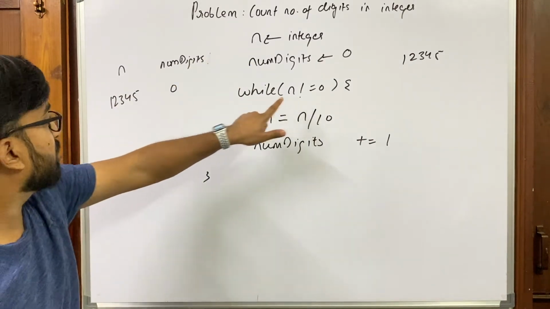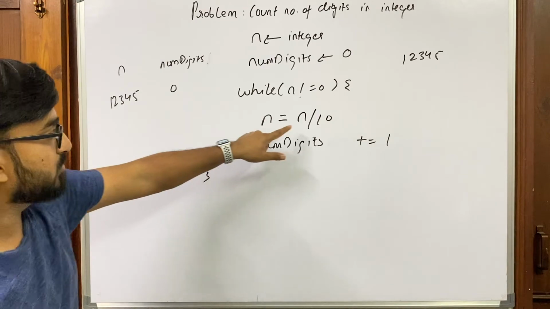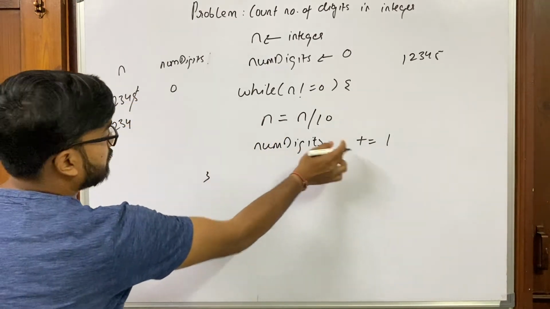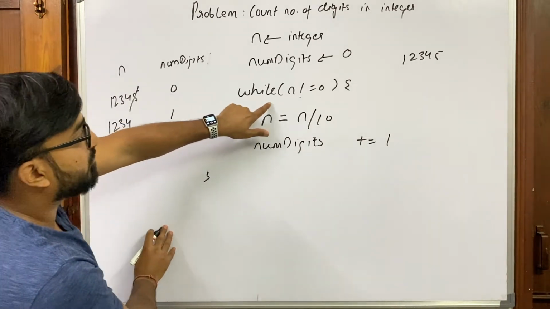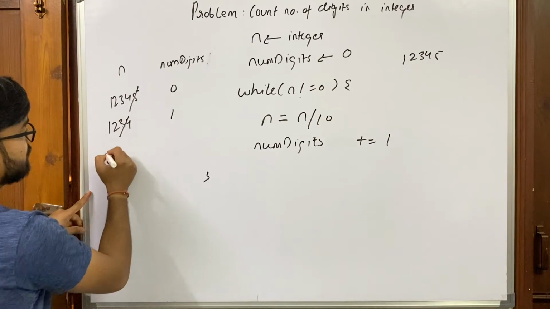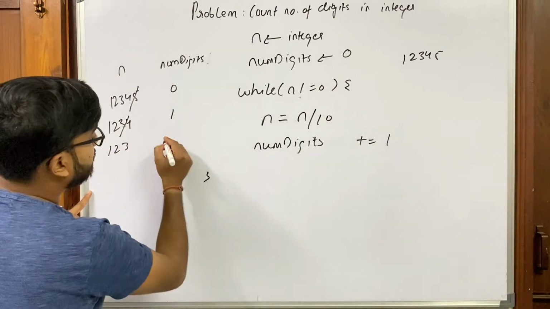We are here, n is not equal to 0, true. n is equal to n by 10. We lose this, we get this, okay? Num digits plus 1, we get this. Check for while loop condition again, n is not equal to 0, true. We do n is equal to n by 10, we lose this. We get 1, 2, 3 and num digits becomes 2.